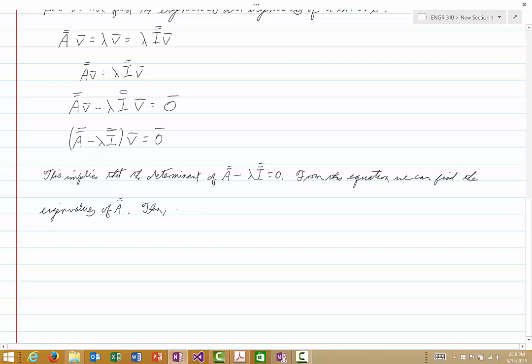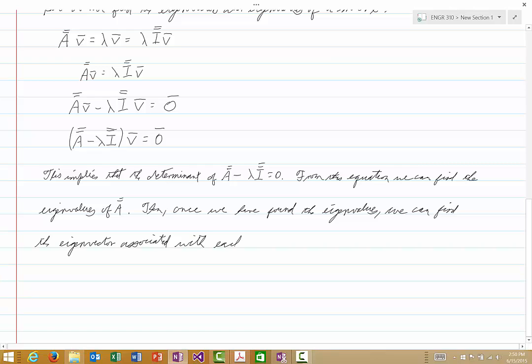Then, once we have found the eigenvalues, we can find the eigenvectors, or let's say the eigenvector associated with each eigenvalue. So let's see how this goes.